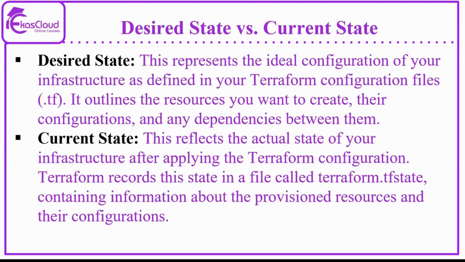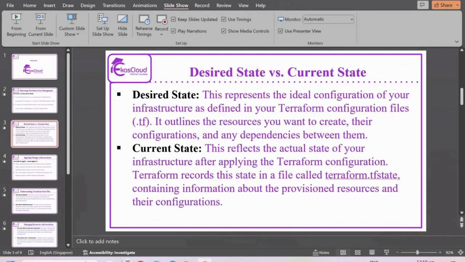Desired state. This represents the ideal configuration of your infrastructure as defined in your Terraform configuration files. It outlines the resources you want to create, the configurations and dependencies between them. For example, in your Terraform configuration file, you might specify a desired state to create an EC2 instance with a specific instance type, security groups, and tags.